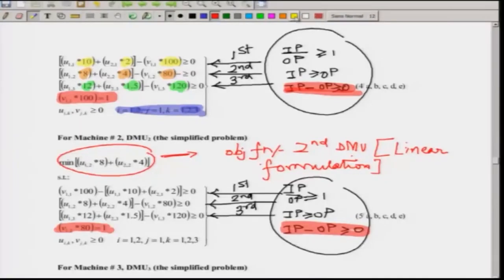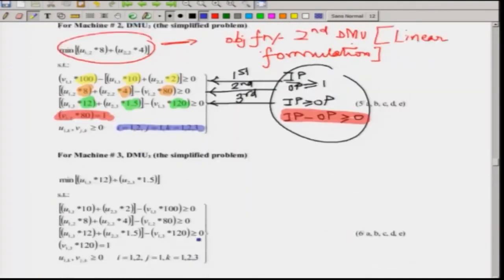And again the corresponding color scheme is yellow for the first DMU, orange for the second DMU, green for the third DMU. So, as I am doing it, watch the color scheme, it is exactly the same. And i is equal to 2, j is equal to 1, k is equal to 3.